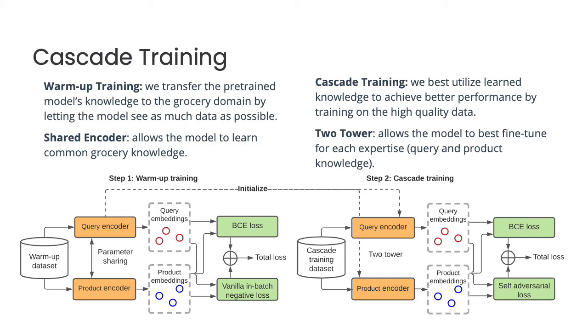In the warm-up training step, we use a dataset collected with a lower conversion rate as a threshold. In the cascade training step, we use a cascade training dataset collected with a higher conversion rate as a threshold.